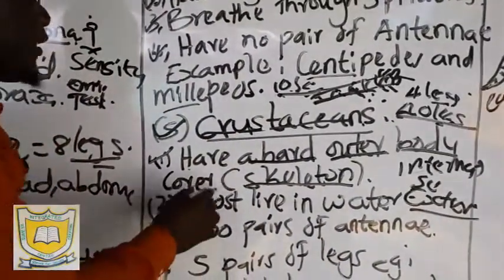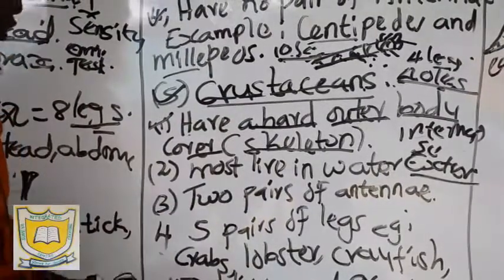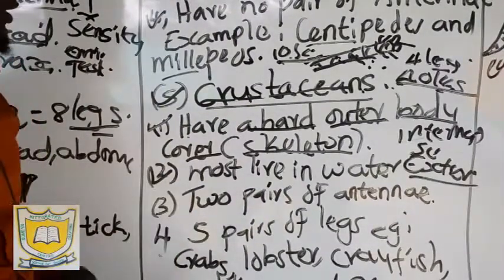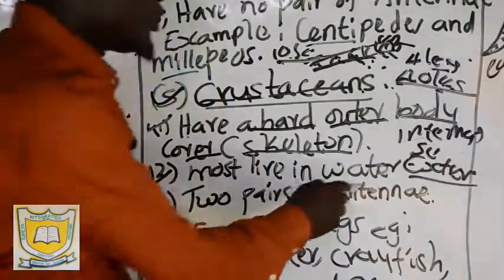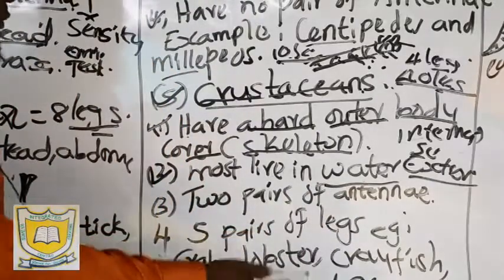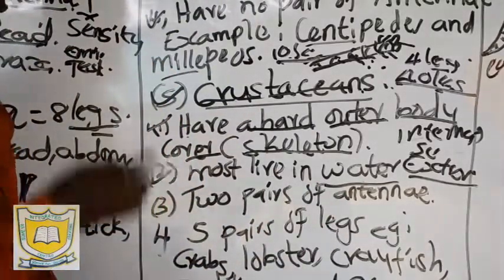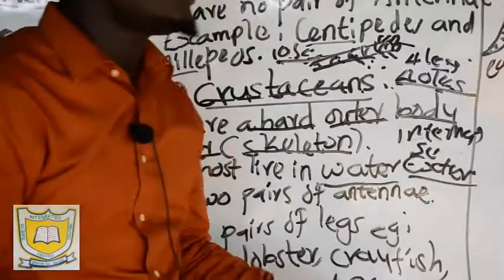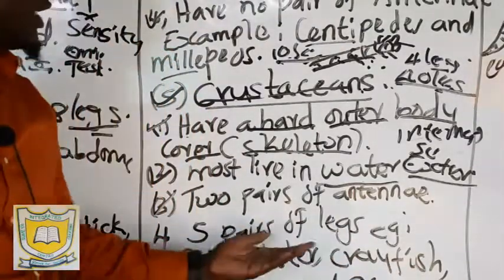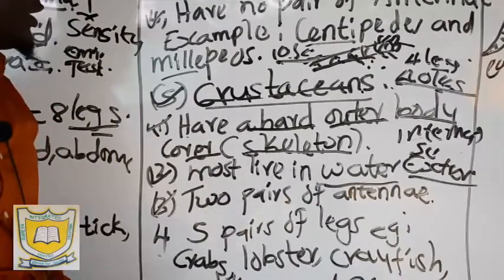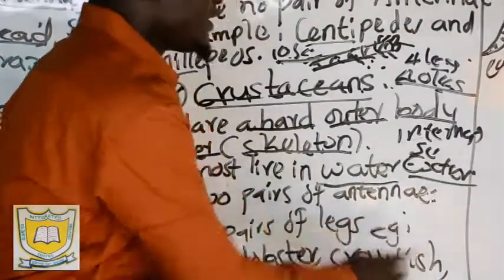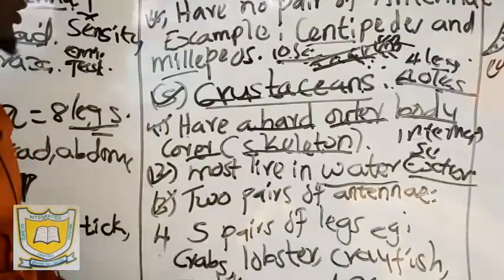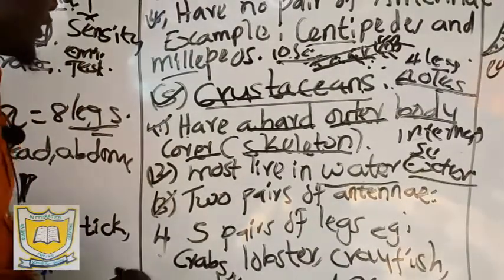That means they have a very hard outer body. Number 2, we talk about they live in water. When you talk about the crabs living in water, that's their habitat. Then number 3, we talk about 2 pairs of antennae. I talked about the importance of an antenna to those animals, where we said they are used for sensitivity: they sense either food or an enemy.